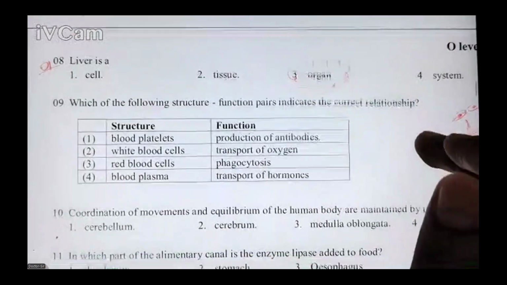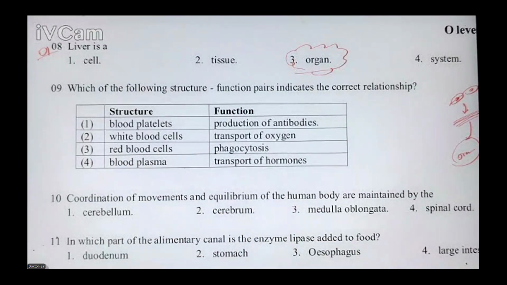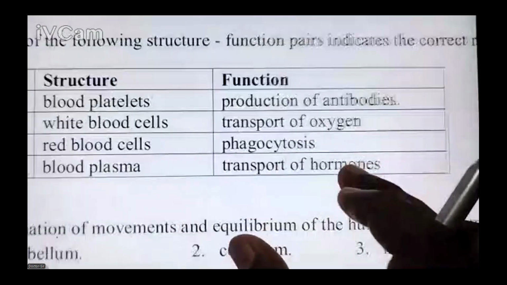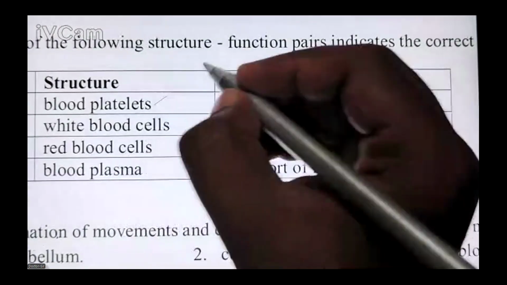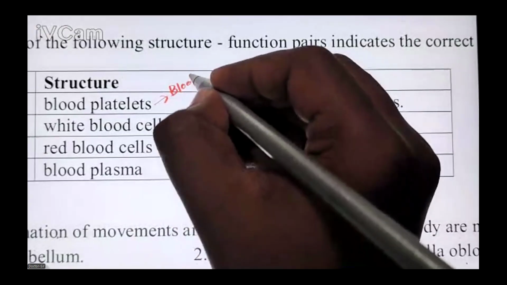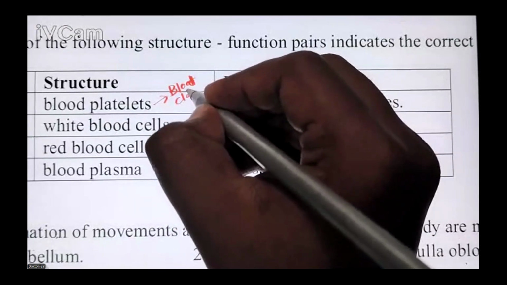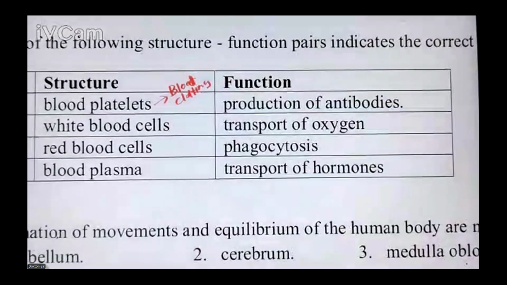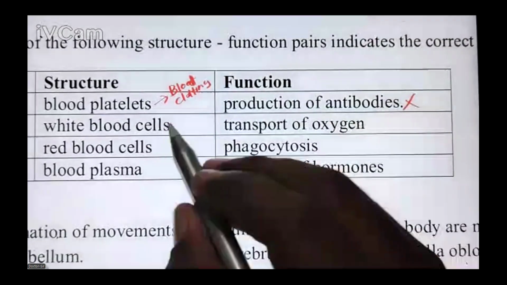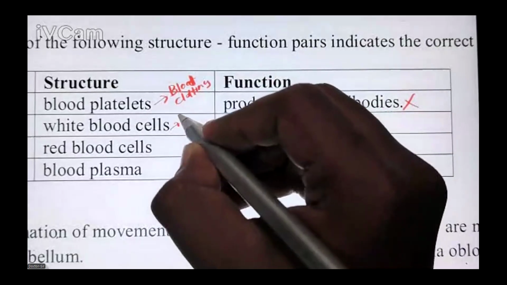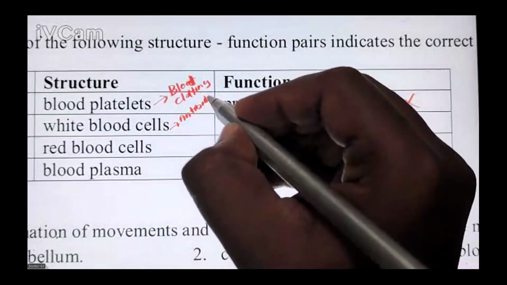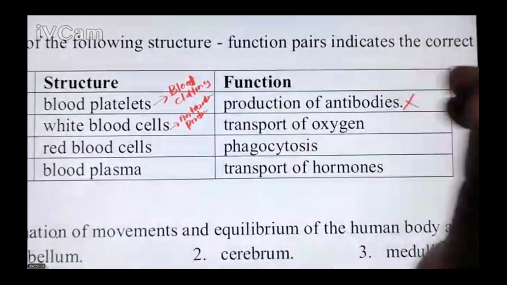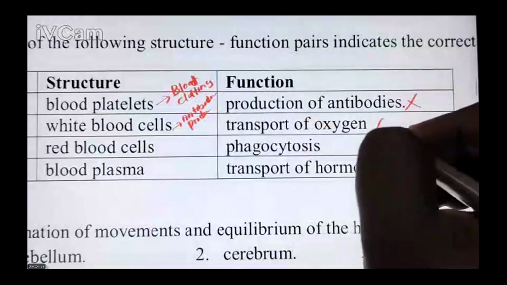Which of the following structure and function pairs indicates the correct relationship? Blood platelets are important for blood clotting. Not antibody production. WBCs are important for antibody production. So the second answer is wrong.